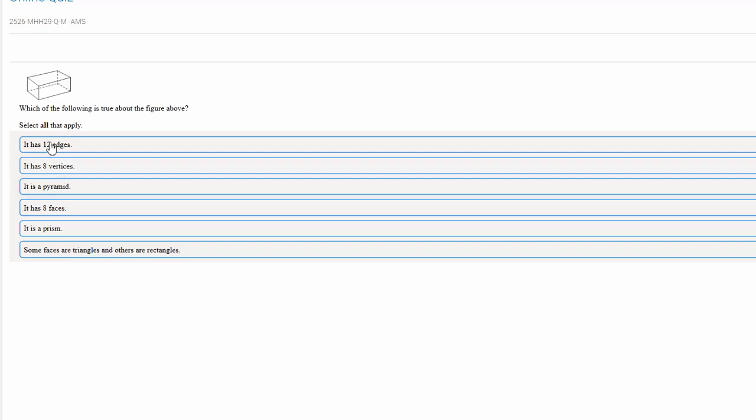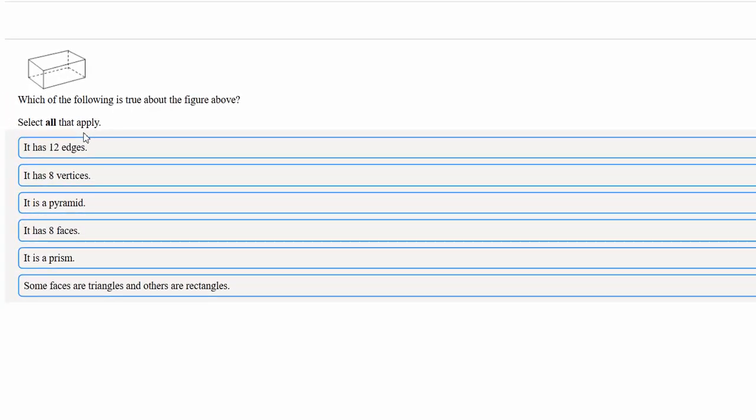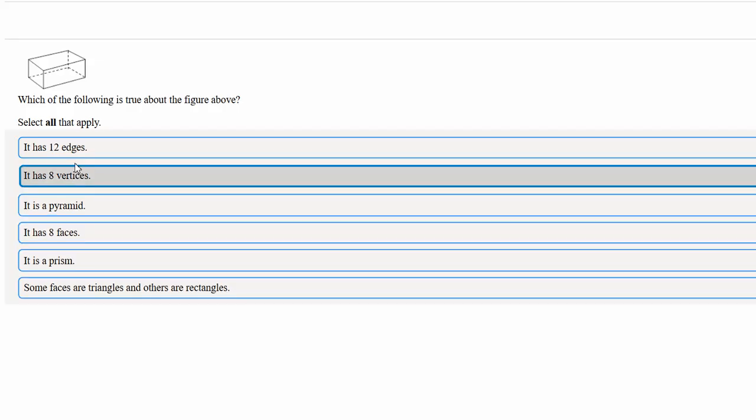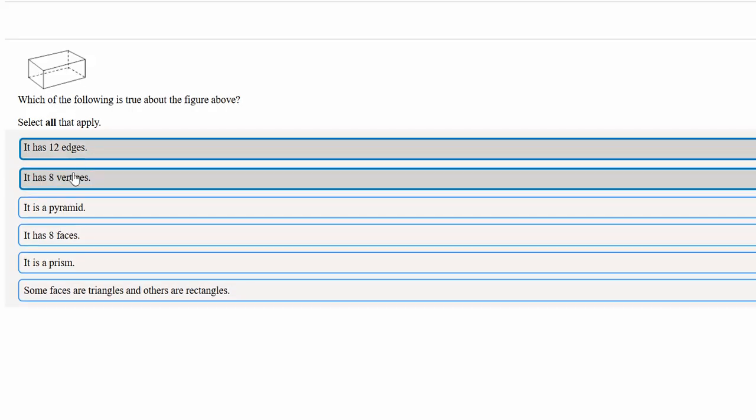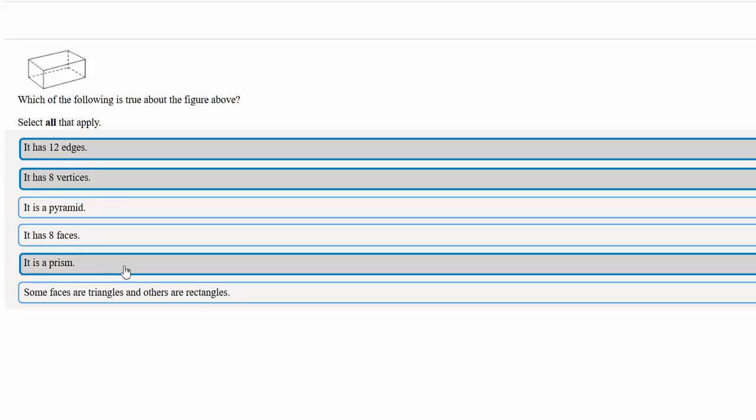Whenever we talk about which of the following is true about this figure, we're looking at what? For example, you need to know first in your head, what kind of shape is this? And when we know the shape, we can find out how many edges it has, how many vertices it has. 8. How do I know about the vertices? Because they are the corners of the shape, right? So 8 vertices. It has 12 edges, and it is a prism, and there you go.